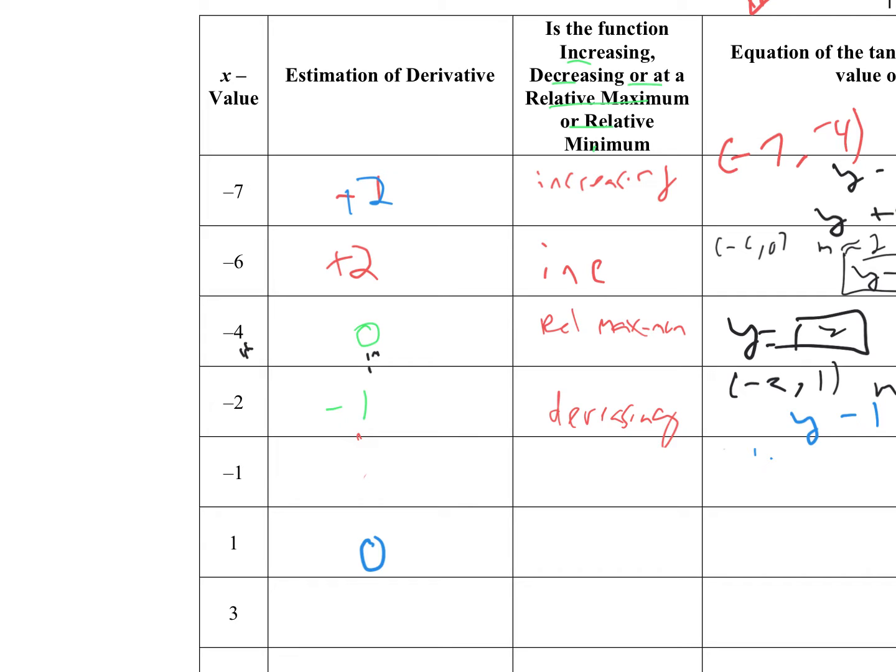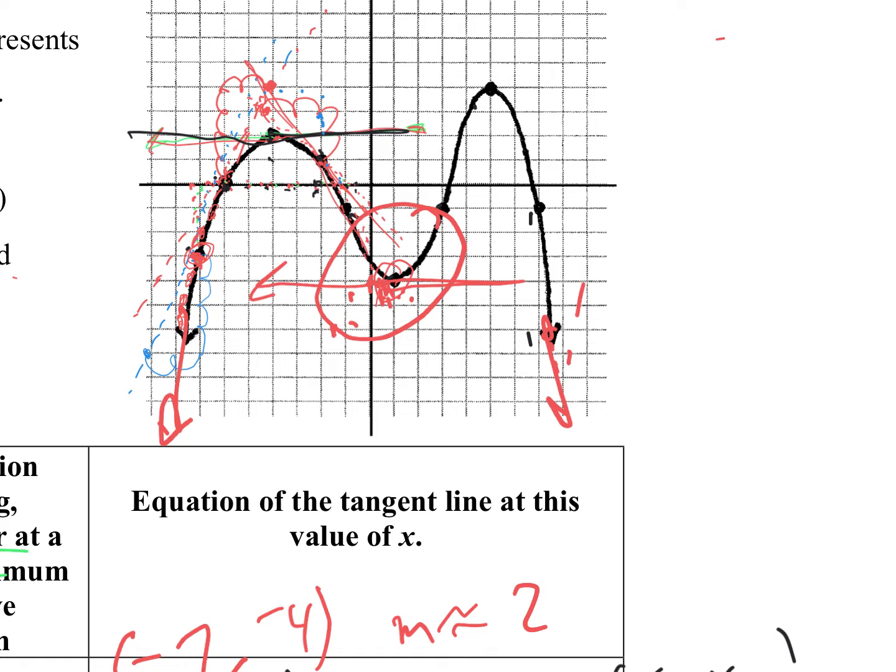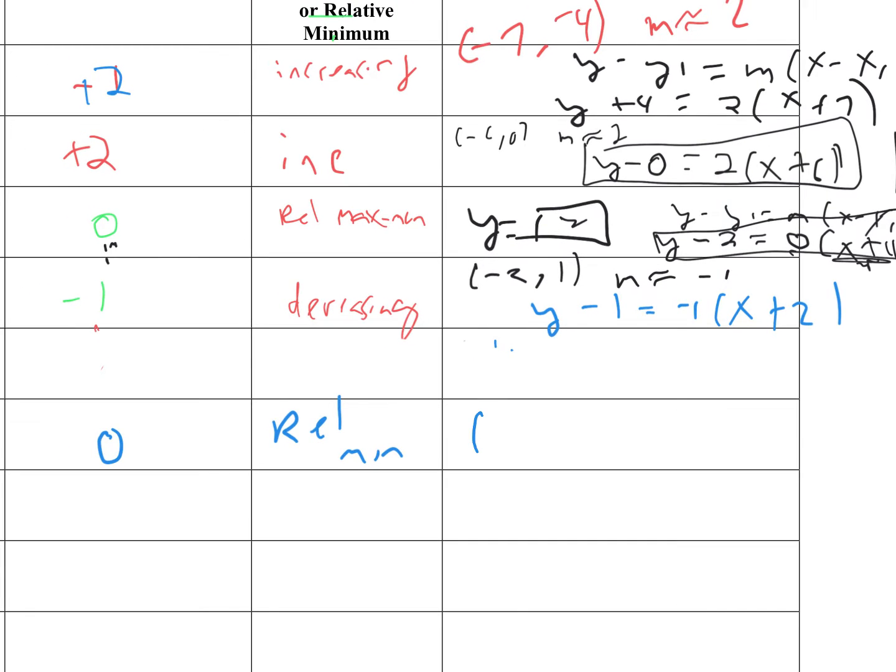That's the one I did, and we said it was a relative minimum, wasn't it? Yes. Okay. So the ordered pair at the 1 is, I think, 1, -4. So 1, -4, and the slope was 0.